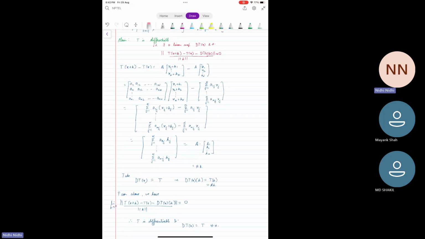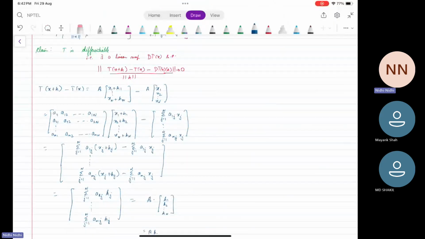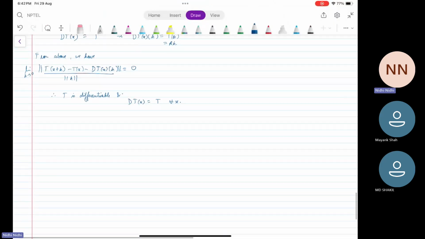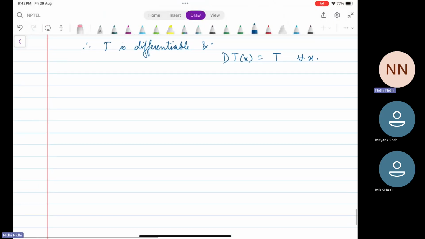So I hope this is fine, how we prove that linear maps are continuous. Then we have an upper bound for the operator norm of the linear map. And then we have seen that this linear map T is differentiable and its derivative is constant. Okay, so let's look for some nonlinear functions and their derivative.